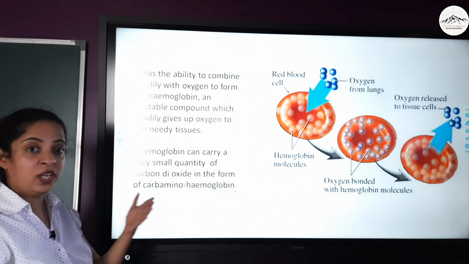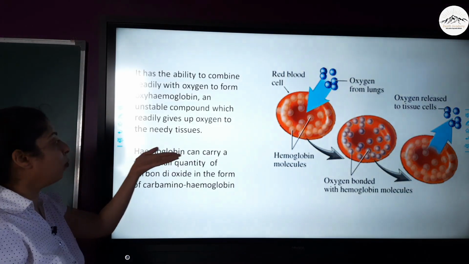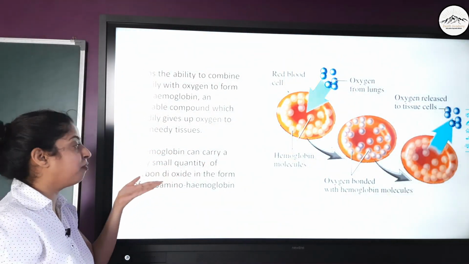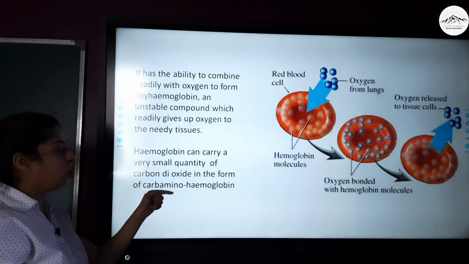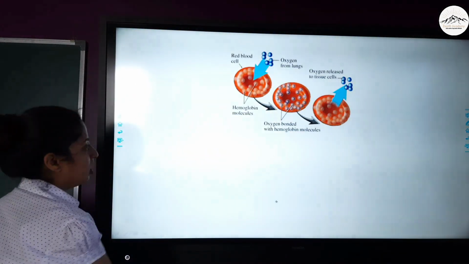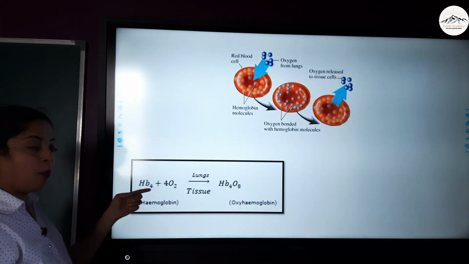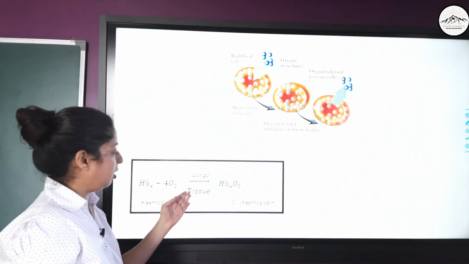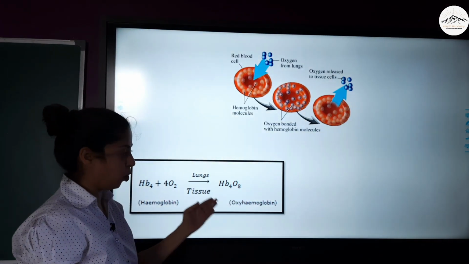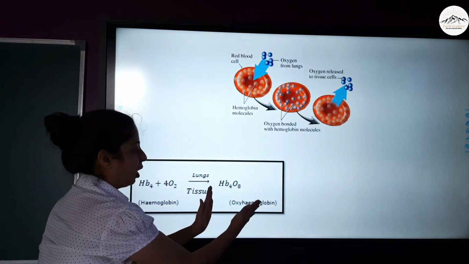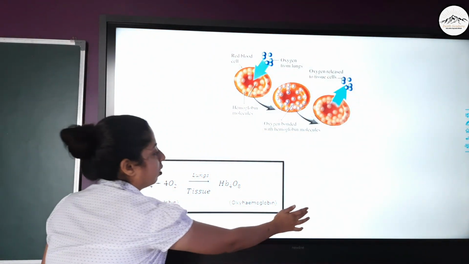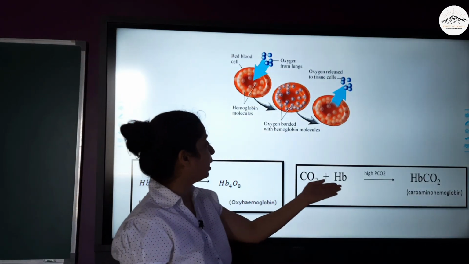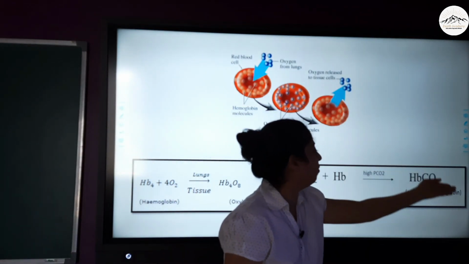Now children, it is very interesting to note that hemoglobin can carry a very small quantity of carbon dioxide also, in the form of carbaminohemoglobin. Now we will see here that oxygen combines with hemoglobin in the lungs and forms oxyhemoglobin, and this oxyhemoglobin again breaks up in the tissues to give up oxygen. Here you can see that hemoglobin also combines with carbon dioxide and forms carbaminohemoglobin.